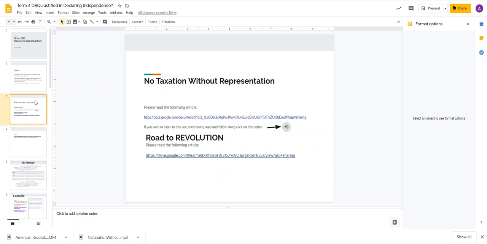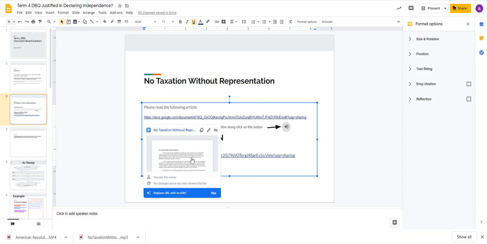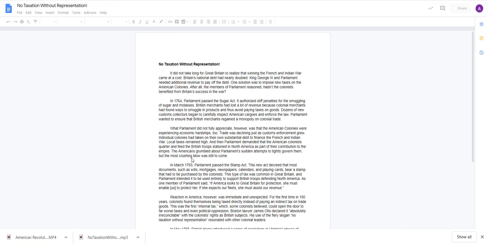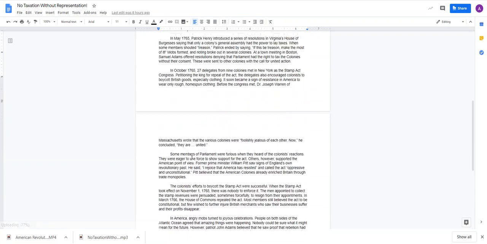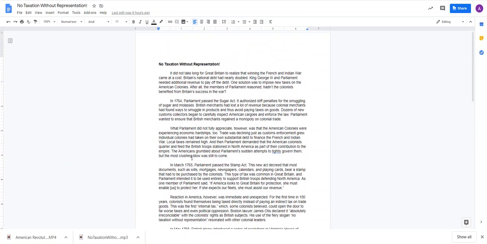So your documents are found on slide 3. The first document is called No Taxation Without Representation. Now, you can click on this link right here, and it will take you to the document. So you have the whole document right here. Now, it looks like it's a lot, and I mean, it's kind of long, but it's no longer than some of the chapters that we read in our Revolutionary War reader. So please read through this.